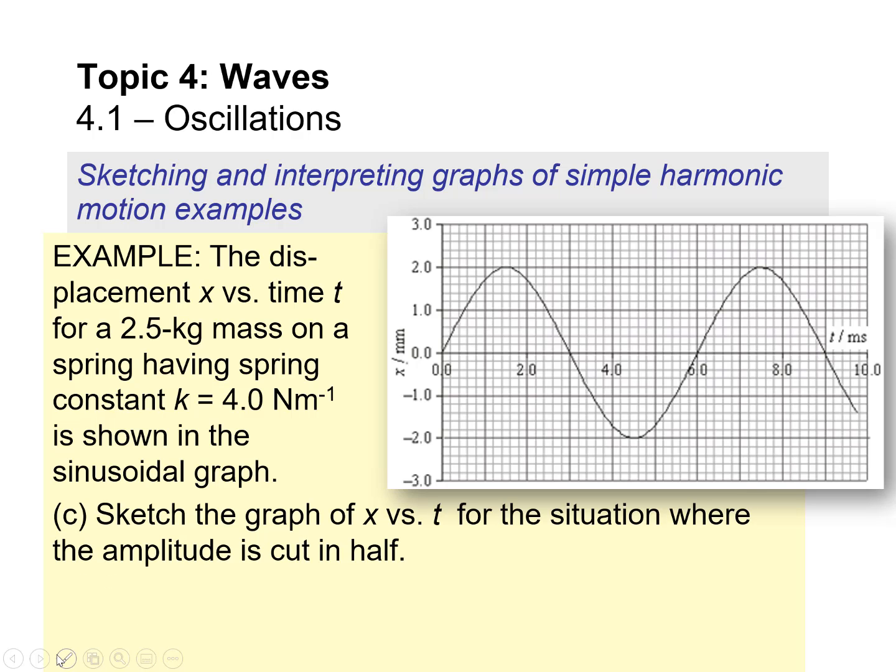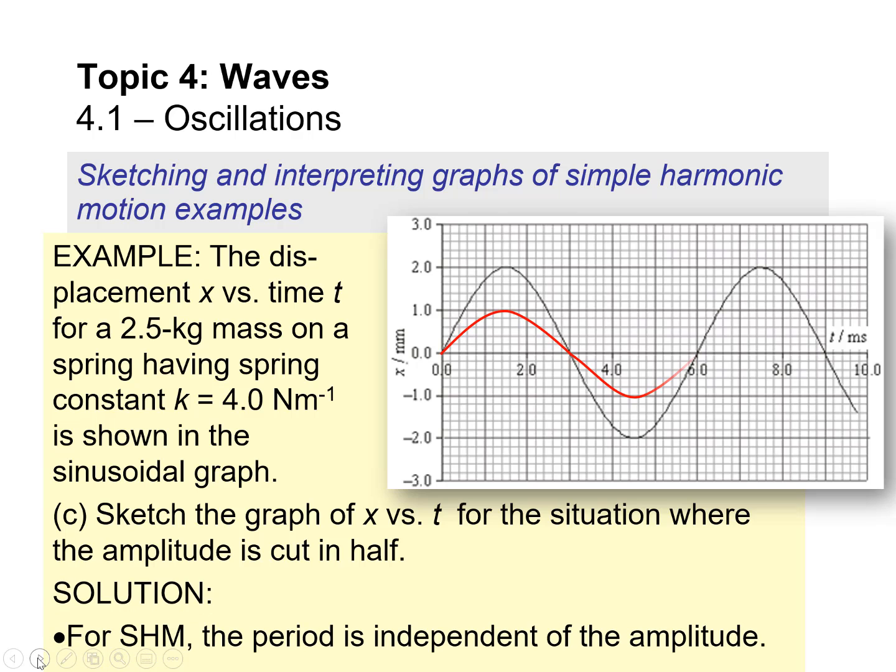Next, let's sketch this graph for the situation where the amplitude is cut in half. Now we know from the previous lecture that the period isn't affected by the amplitude, how much you displace your simple harmonic oscillator. So it's just going to have the same period and frequency, but it's going to get to half the maximum height. So since the amplitude was 2 millimeters, our new amplitude is just 1 millimeter. Whenever it was at 0, it's still at 0. Whenever it's at -2, now it's at -1.